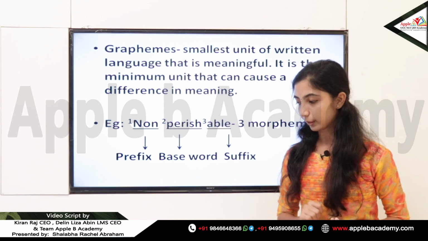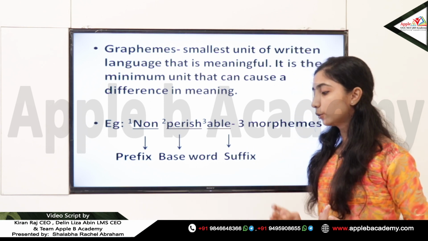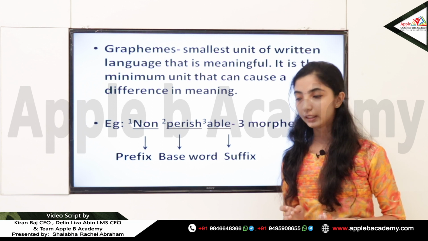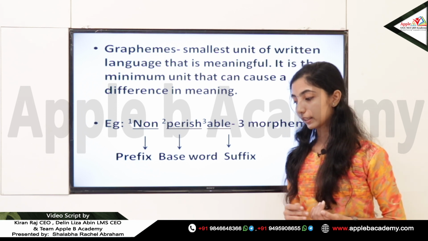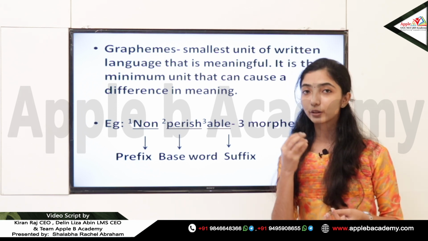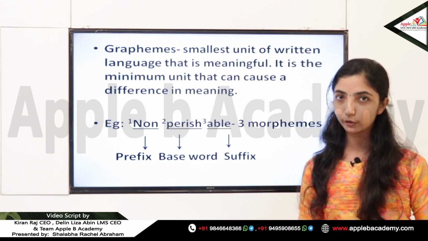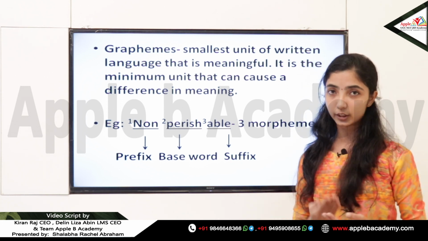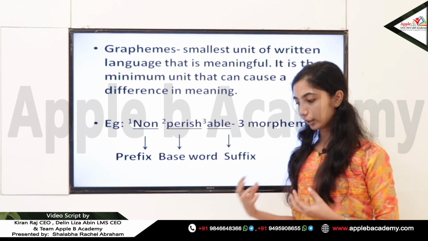Now come graphemes. Graphemes are the smallest unit of written language that is meaningful. It is the minimum unit that can cause a difference in meaning. So graphemes are the smallest meaningful units which can make a change in the meaning of that particular word.